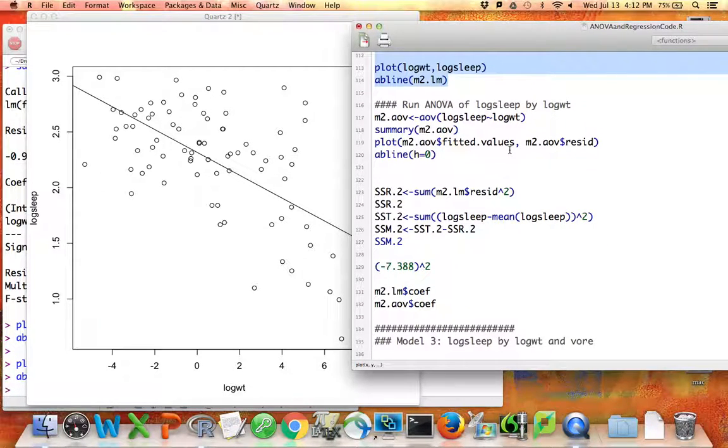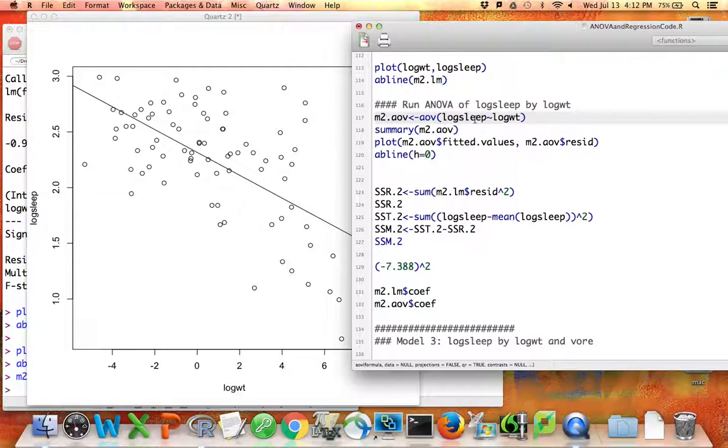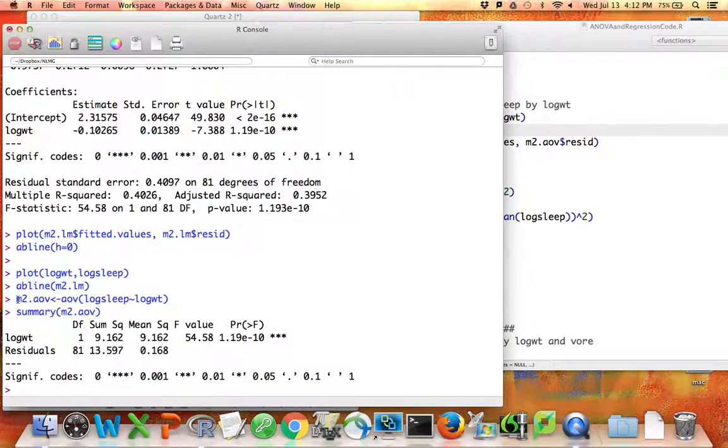Now I'm going to do the thing that may seem counterintuitive if you're used to dealing with continuous predictors. I'm going to run an ANOVA instead of an LM, a linear model of log sleep on log weight. So I'm going to run that and look at the output for it. And of course the output now will be summarized as an ANOVA because that's the default for an ANOVA.